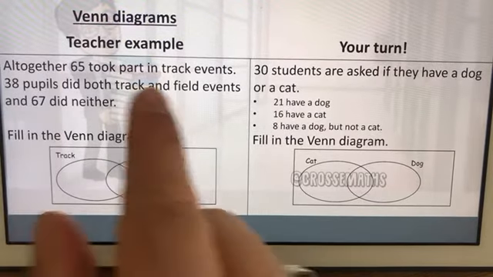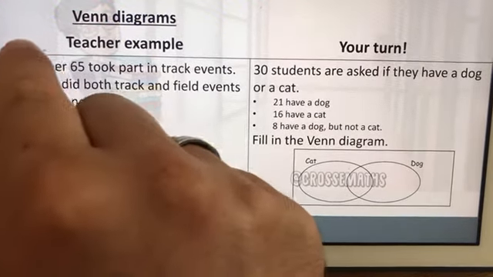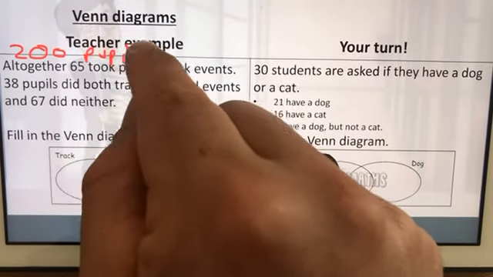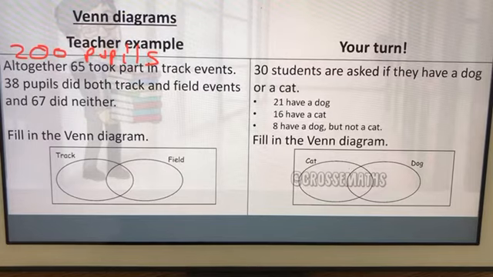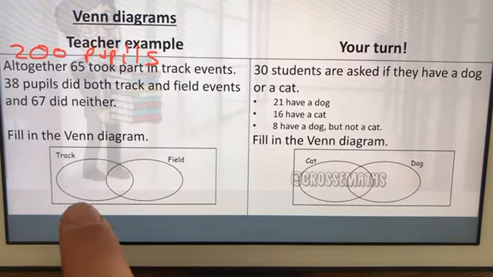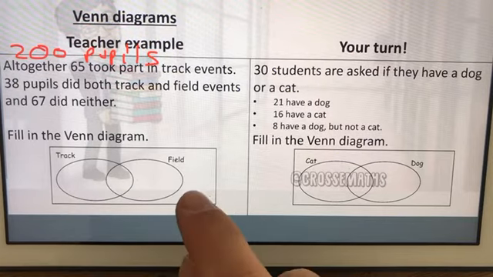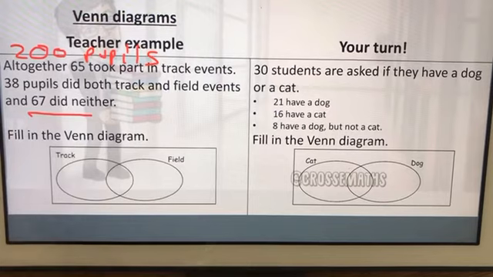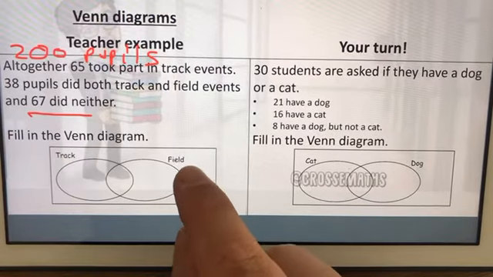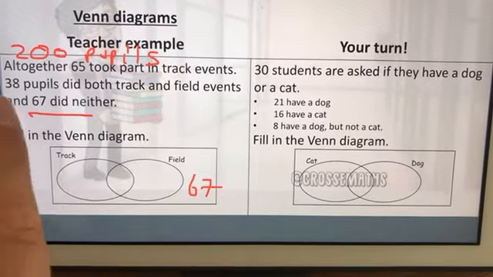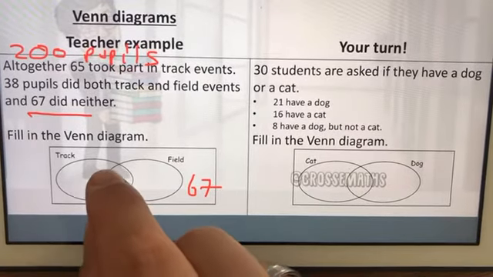Right, I think what we're missing here as well is that there's 200 pupils altogether. Okay, it's 200 pupils altogether. Now, altogether 65 people took part in track events. So 65, we can't fill that in because that includes the middle bit as well. 67 people did neither. This is an important point. So I'm going to put 67 on the outside. They didn't do anything. 38 pupils did both track and field, so 38 can go in the middle.